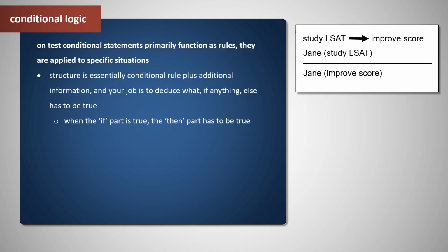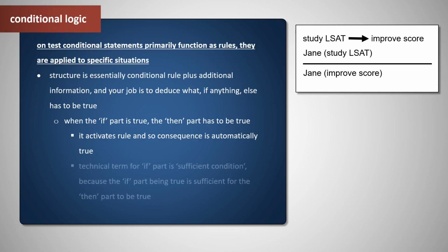And this is essentially how you're going to encounter this on the test. With some variations, and we'll go over them, but in a fundamental sense, you've got the rule plus additional information. So this is what I was saying. When the if part is true, the then part has to be true. That means that it activates the rule, and so the consequence is automatically true. And that's what we see here. Jane studying for the LSAT means that Jane improved her score.